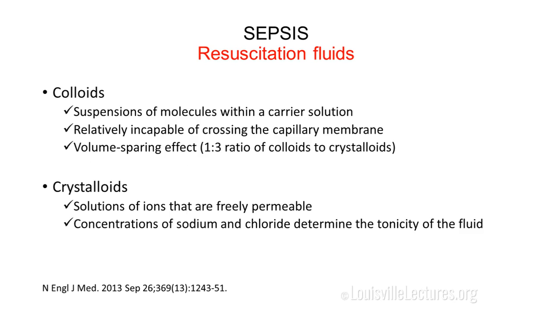Let's talk a little bit about resuscitation fluids. Basically, there are two types of resuscitation fluids that you can provide to your patient. There are colloids. Colloids are suspensions of molecules within a carrier solution. They are relatively incapable of crossing the capillary membrane, and they have a volume-sparing effect. So there is a 1:3 ratio of colloids to crystalloids. On the other hand, crystalloids are solutions of ions that are freely permeable. Concentrations of sodium chloride determine the tonicity of the fluid.